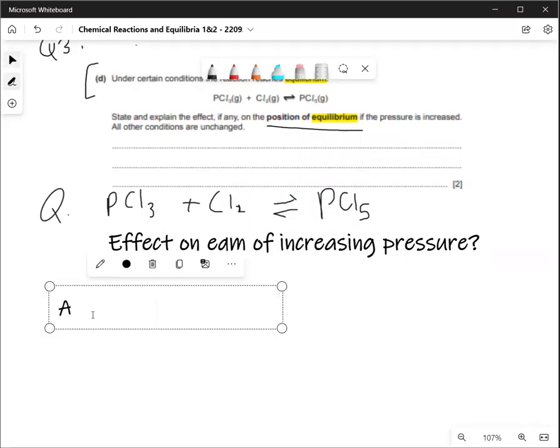The answer to this question is, according to Le Chatelier's principle.